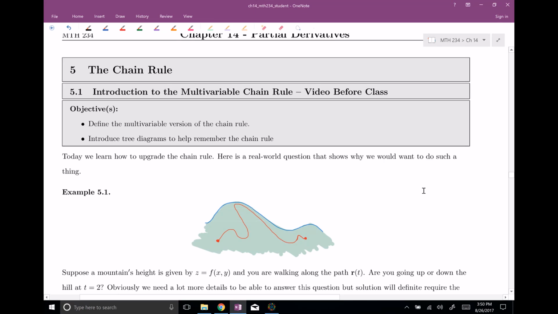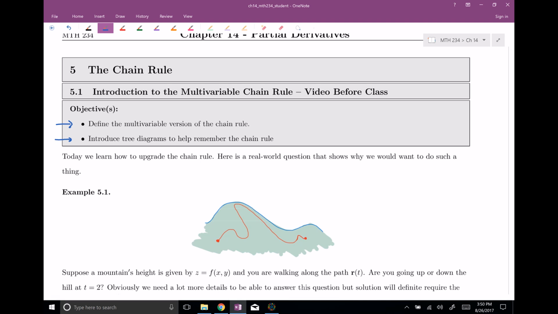All right, welcome everyone to section number 5. This is the chain rule, right? So we're going to upgrade, just like back in Calc 1, we had the chain rule, right? For single variable functions, we would like to upgrade and be able to talk about a chain rule for multi-variable functions. So that's what we're going to do. We're going to define the chain rule, and then we're going to introduce these things called tree diagrams, because it turns out there's actually chain rules for many different situations, and these tree diagrams help us remember them.